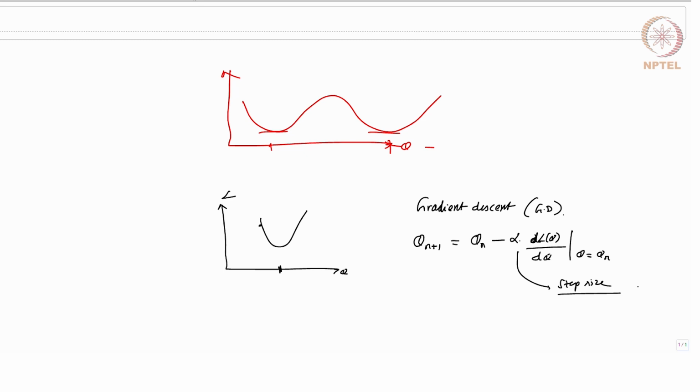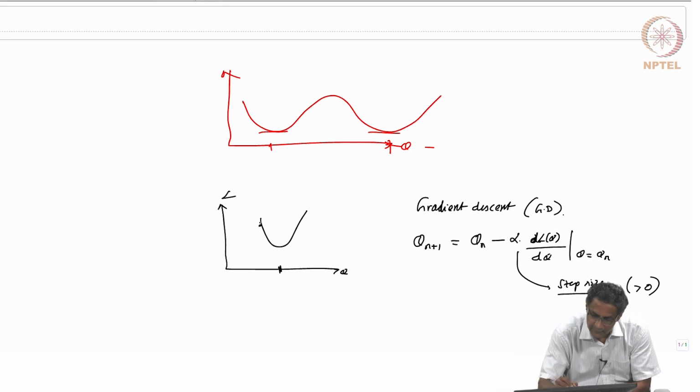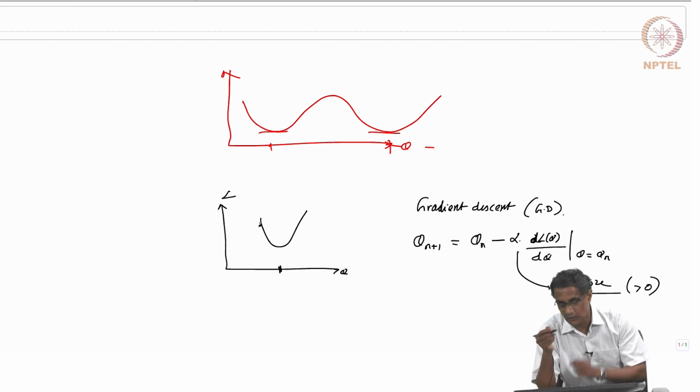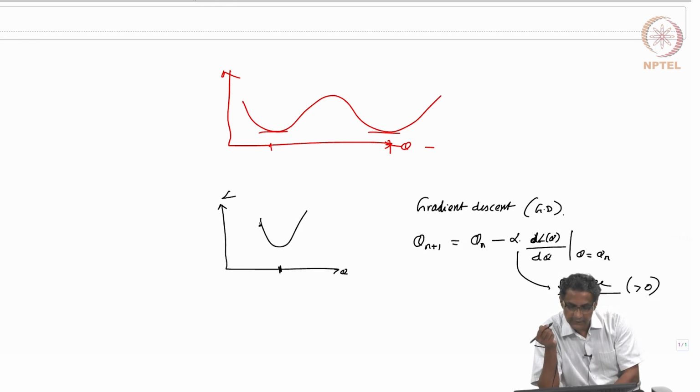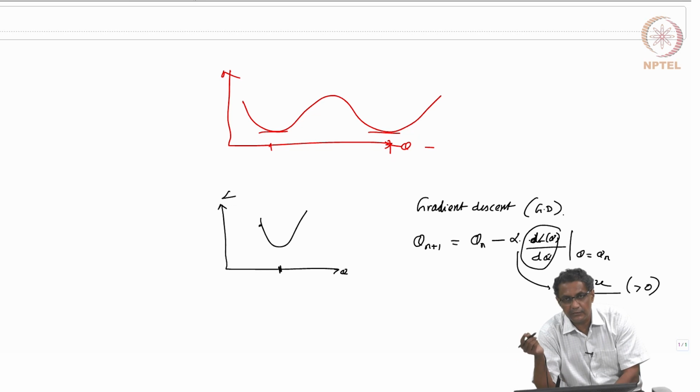So the step size is an important thing. It's of course a number. Alpha is greater than 0. The idea is this: if you're here, which means that you have a negative gradient, suppose I start here on the curve. At that point I have a negative gradient, and if you take the negative of that, it gives you a positive value.